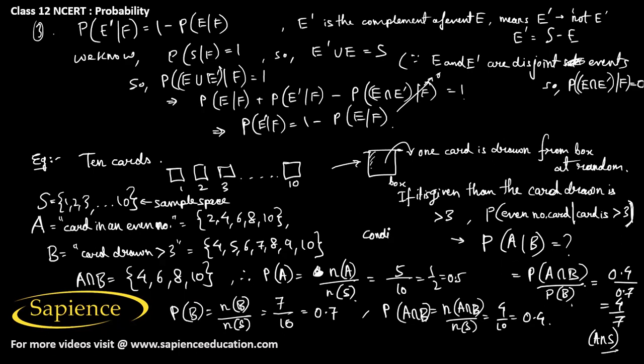This is one example of conditional probability where we have to find the probability that the event A has happened given that B has happened. It means we have to find the probability of the event A happening given that B has already happened.